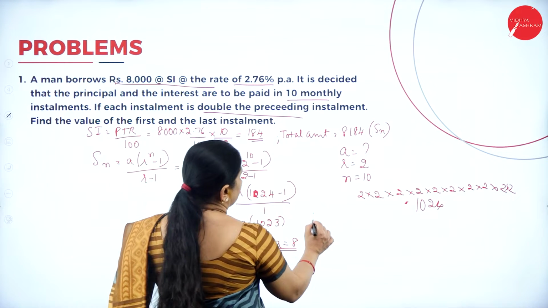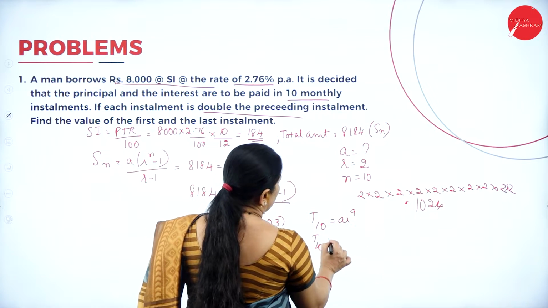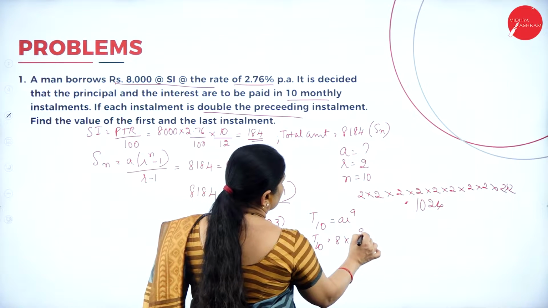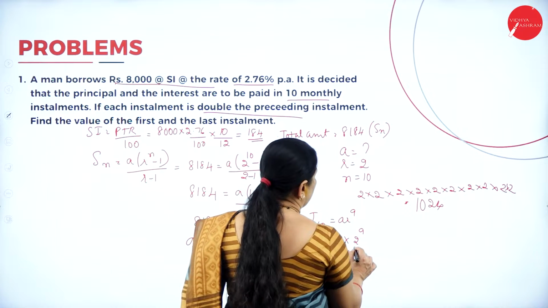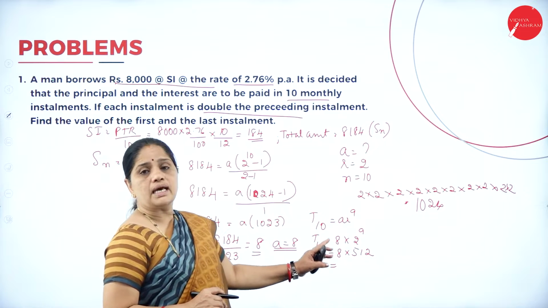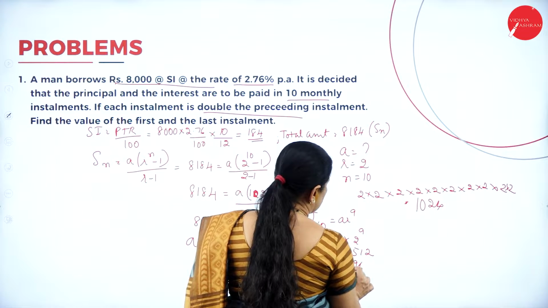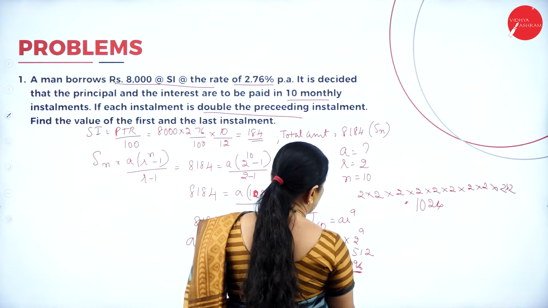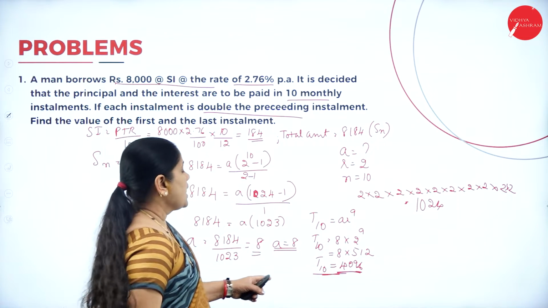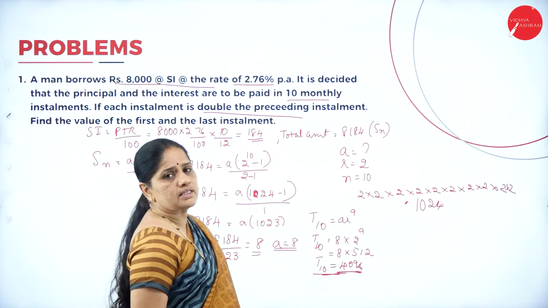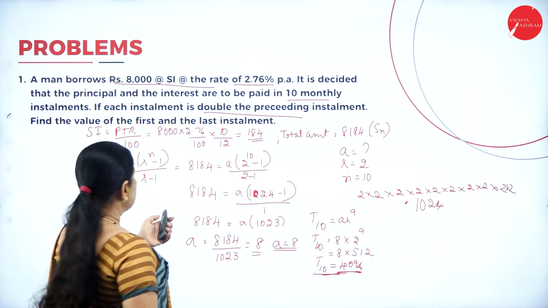Now, we have to find the last installment. The last installment will be T10, that is A R to the power 9. So, T10 will be 8 into 2 to the power 9. 2 to the power 9 comes up to 512. So, now the 10th installment will be 4096. So, T10 equals 4096. So, in the first installment, he has paid 8 rupees, and in the last, that is the 10th installment, he has paid 4096 rupees. So, we have solved this problem.